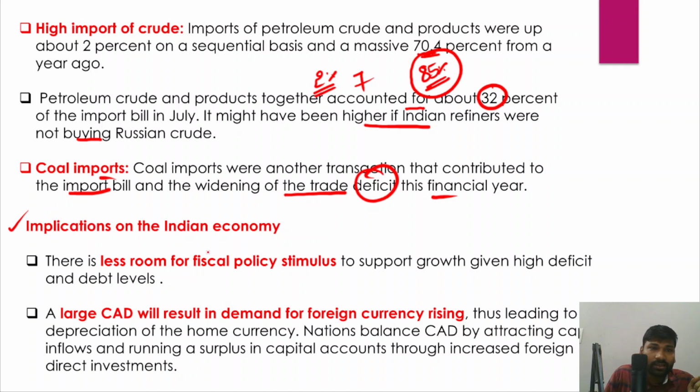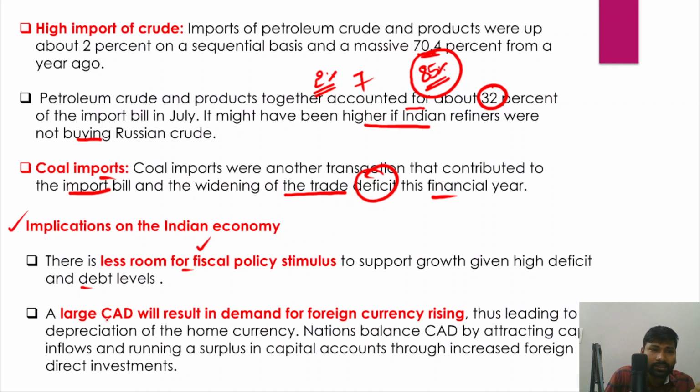Okay, so in fact, there is less room for a fiscal policy stimulus to support growth given high deficit and debt levels, right? Fiscal policy stimulus cannot be given in an economy which has been experiencing higher levels of fiscal deficit and higher levels of inflation. That will not be good for the economy as a whole, and that's why it is said that there is lesser room for fiscal policy stimulus.